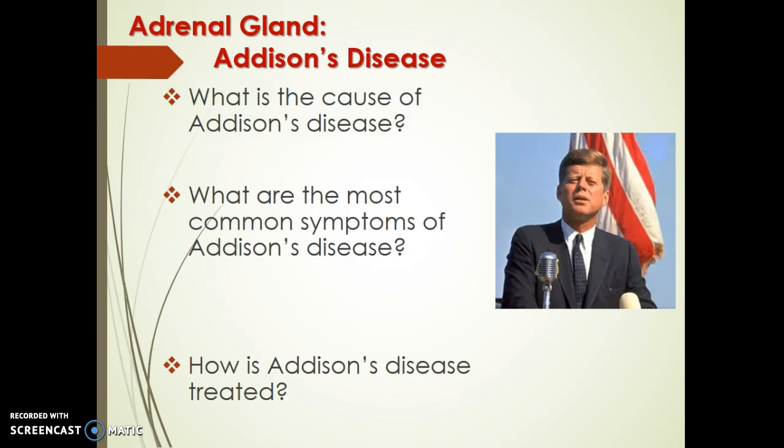Addison's disease is actually a malfunctioning of the adrenal gland, primarily the adrenal cortex. Remember, the adrenal cortex is the outer portion of the adrenal gland. There's two layers of the adrenal gland. There's the adrenal cortex and the adrenal medulla.